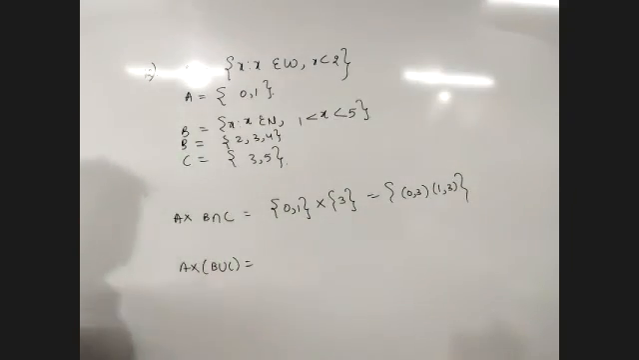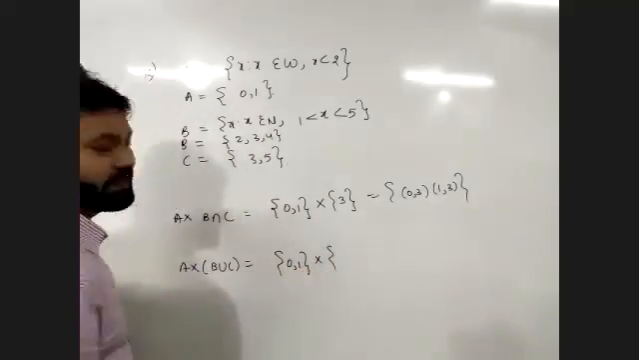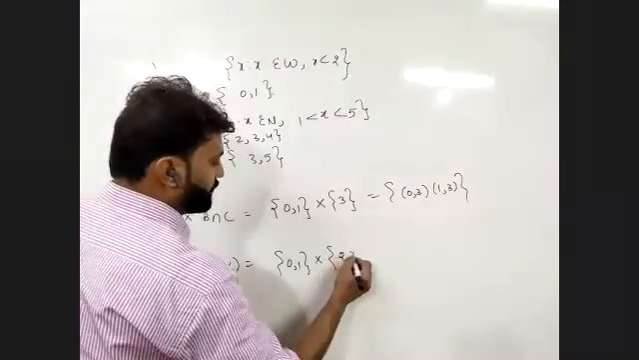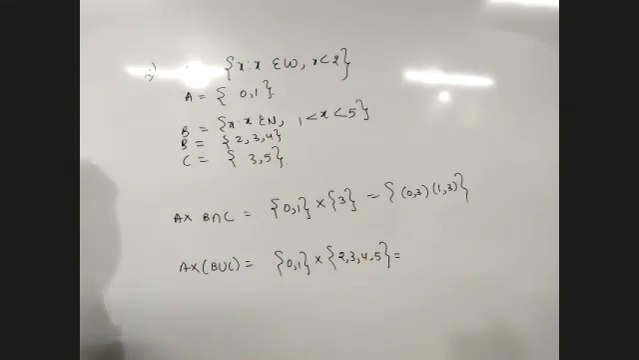Completed. Now we need to find A cross, that is {0, 1} cross B union C. What will be B union C? 2, 3, 4, 5, and all of you know how to get the Cartesian product. Completed.